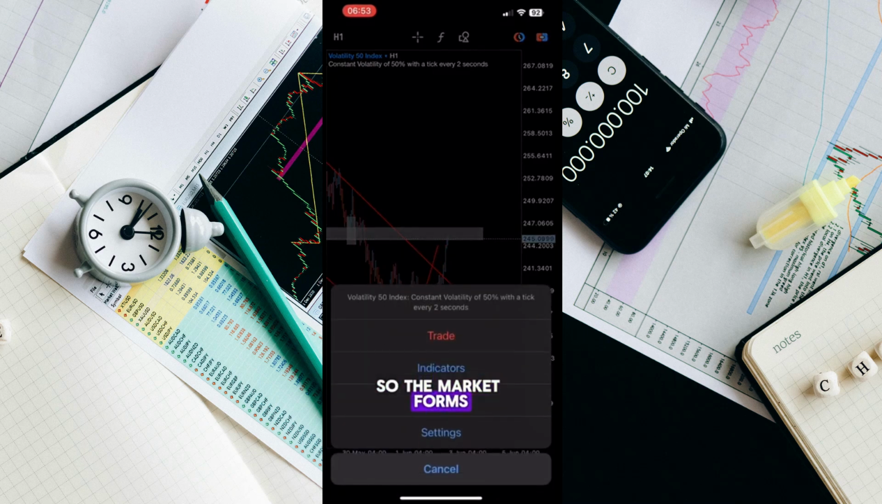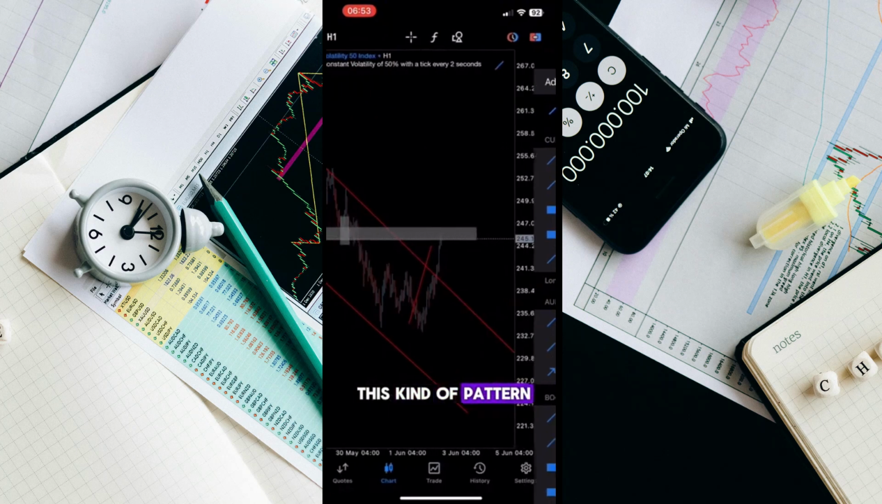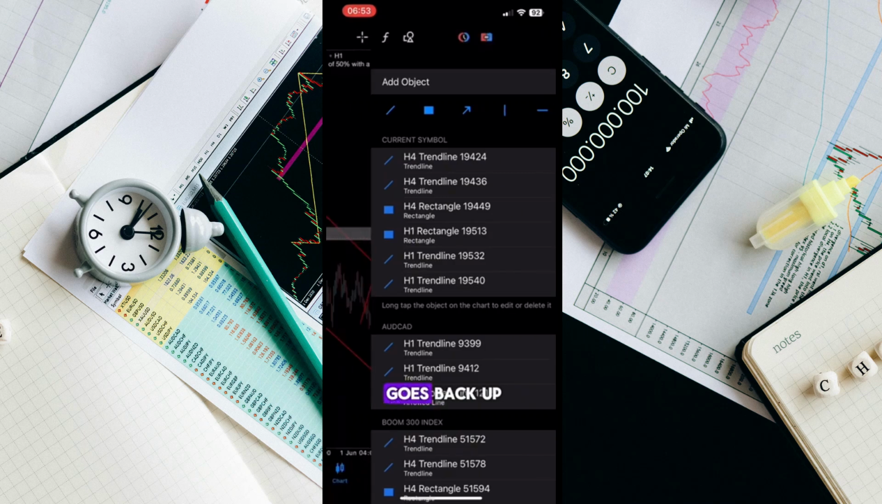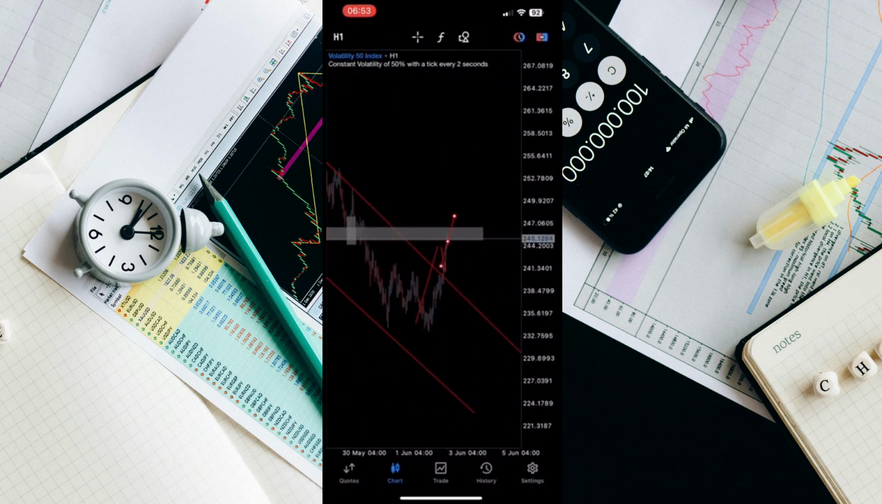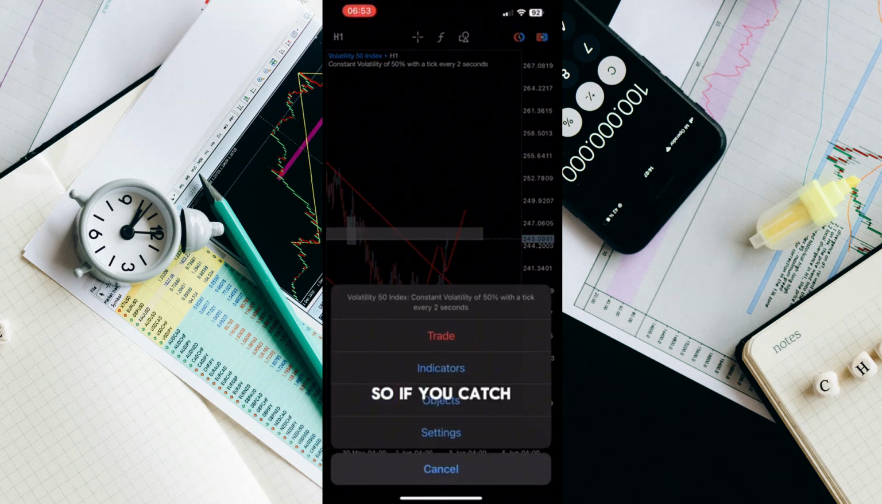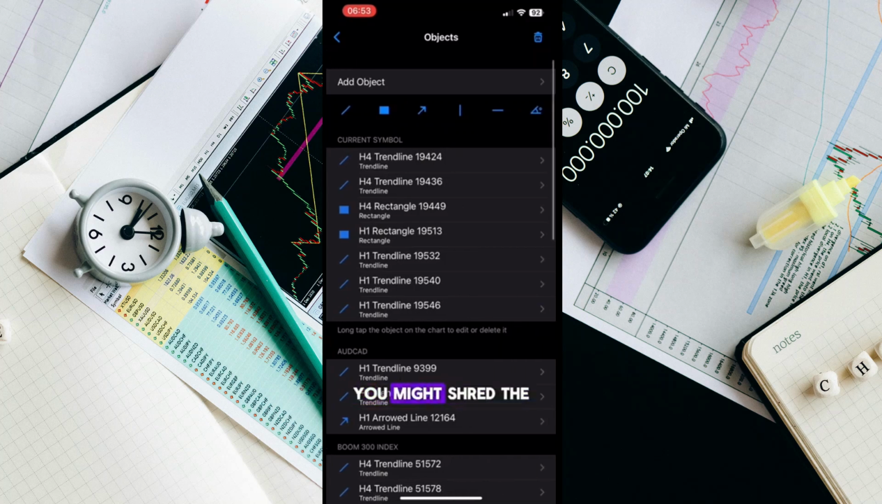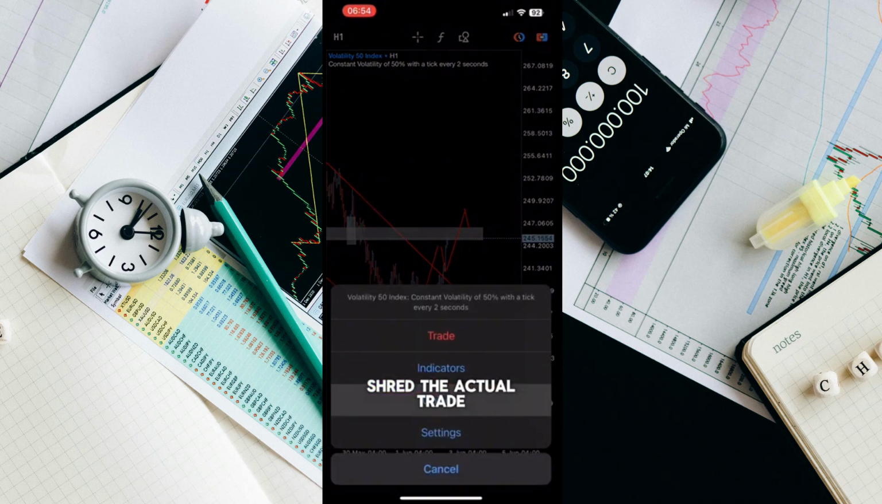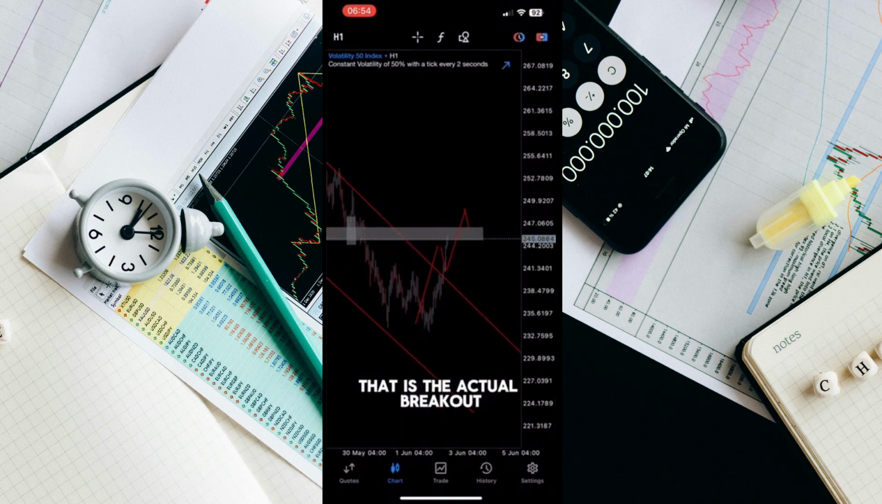So let me mark it so that you can see it clearly. The market forms this kind of pattern whereby when it breaks to the upside, it comes back for a retest and then goes back up, and then after going back up, it then retests the first major resistance level and then continues going up. So if you catch it very correctly, you might trade the breakout and the little retest, and then you might trade the actual trade, that is the actual breakout.